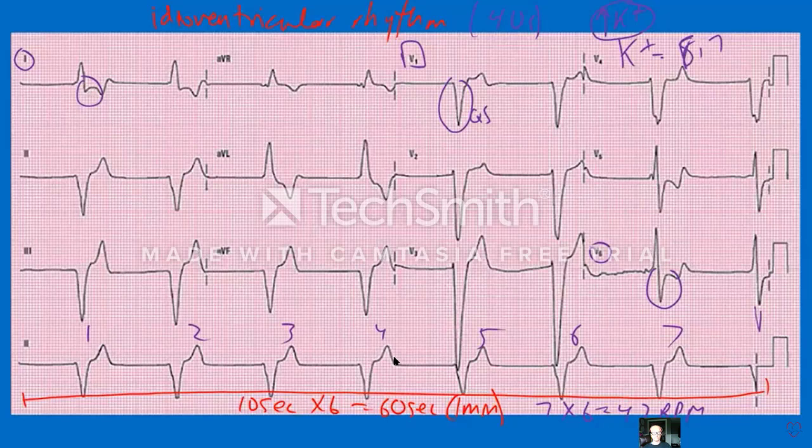So remember, if we see wide QRS complexes, we rule out WPW. We don't see any delta waves or short PR intervals. We don't even see P waves here. So the next thing we look at are the right bundle branch block and the left bundle branch block, and if those patterns aren't met, we likely have an intraventricular conduction delay. And that's what we have here. That was the result of hyperkalemia.